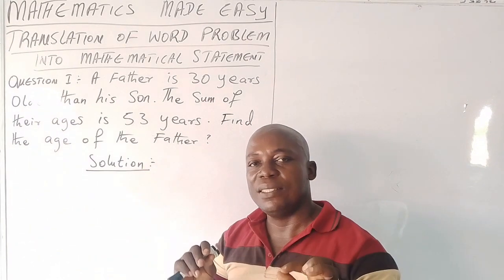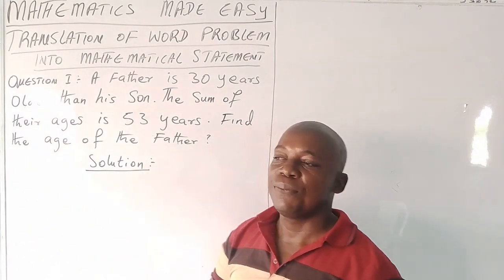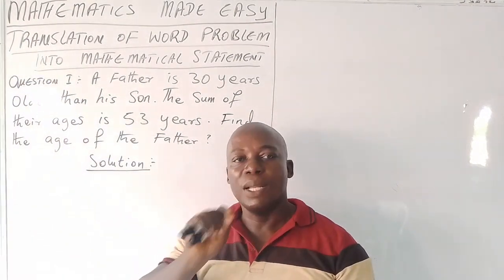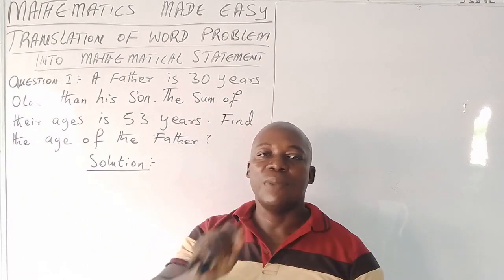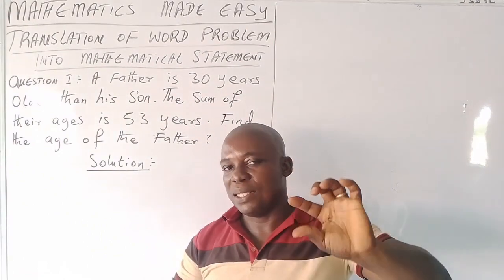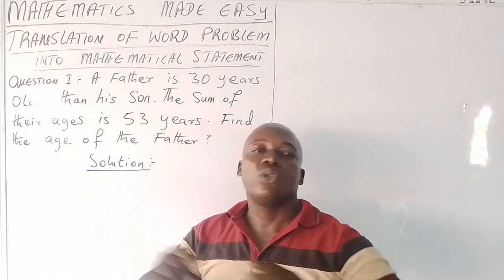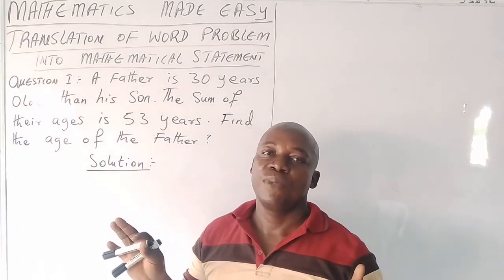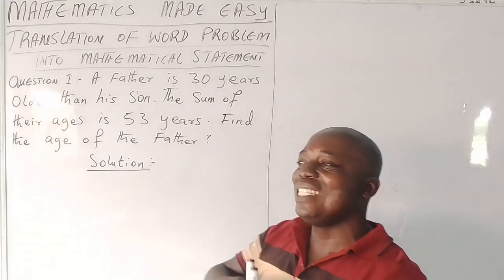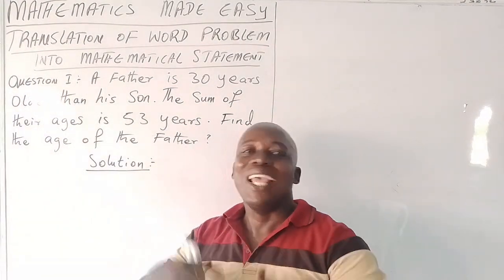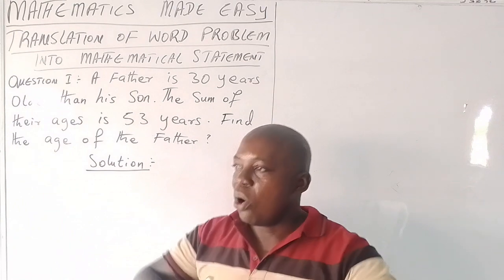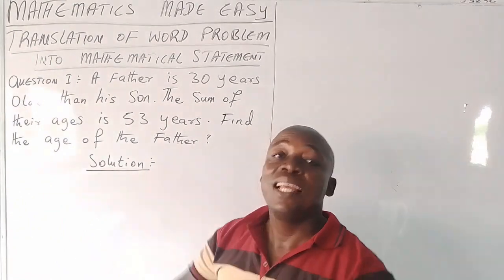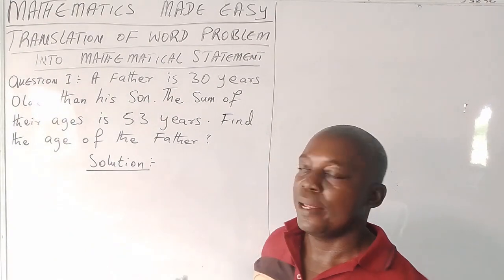Therefore, in mathematics, there is something I always tell my students. Any value you don't know, any variable you don't know in mathematics, just look for an alphabet and call it, and continue what you are doing. At the end of the day, the answer will show itself. Now we can say, let the age of the son be x or y or r or z, any letter. Okay, let's say let the age of the son be y.